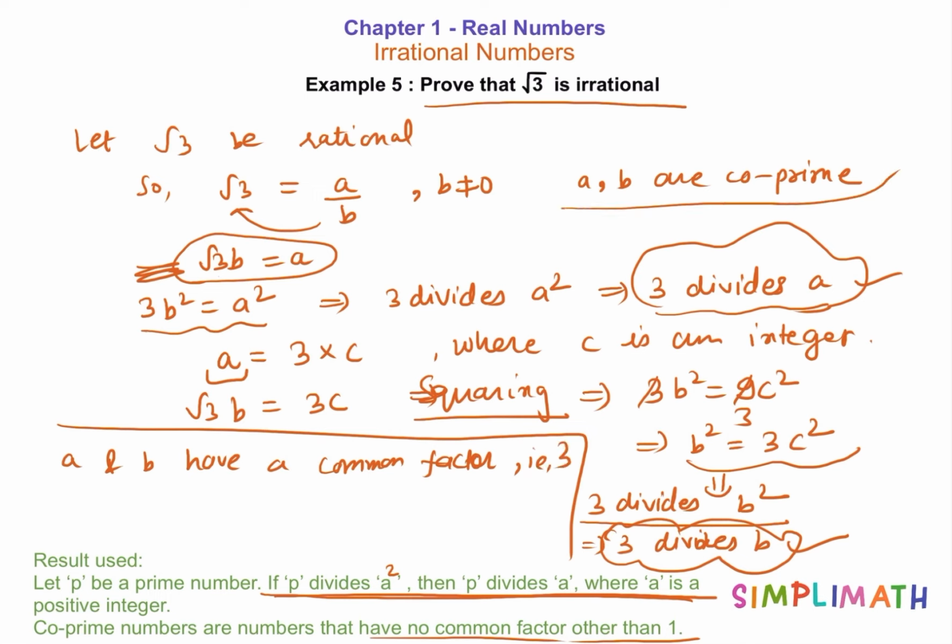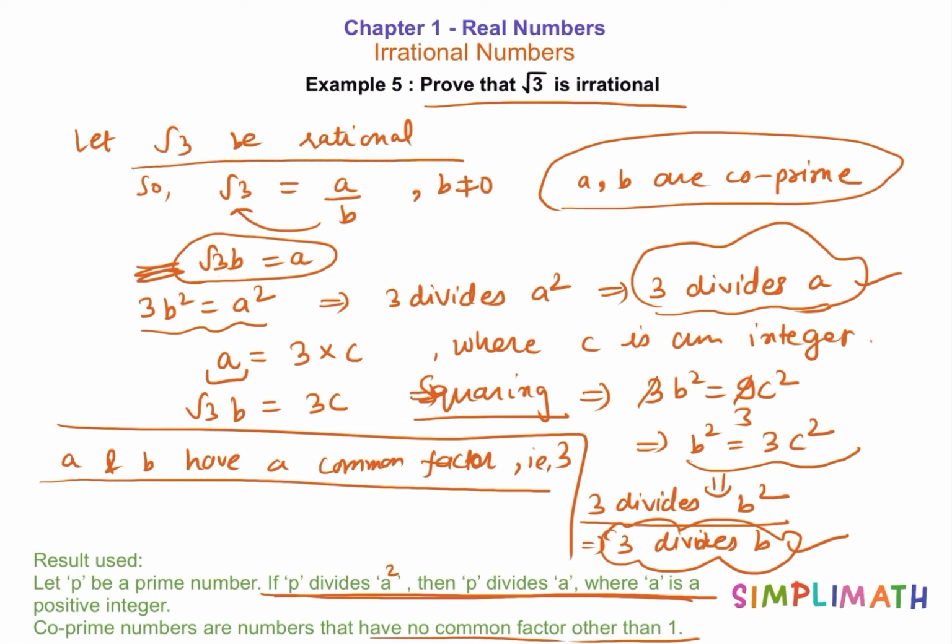But we had assumed that a and b are coprime. That means they do not have any common factor other than 1. But we have proved that a and b have a common factor 3. So we have contradicted our statement, and hence our initial assumption that root 3 is rational is wrong. Hence we can say that root 3 is irrational.